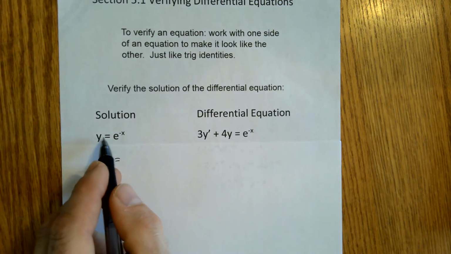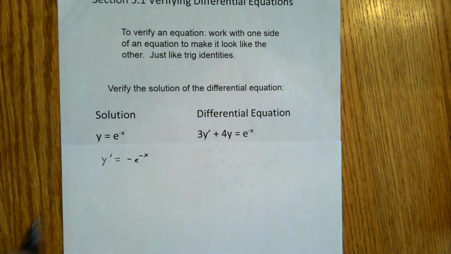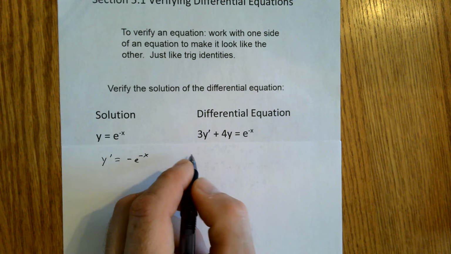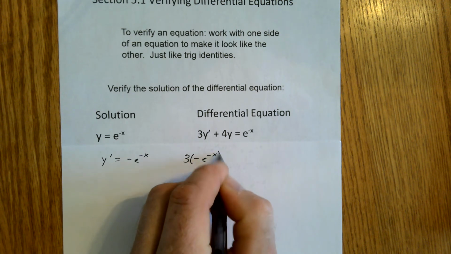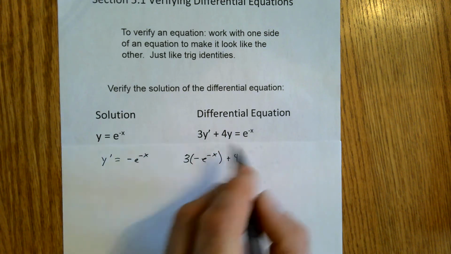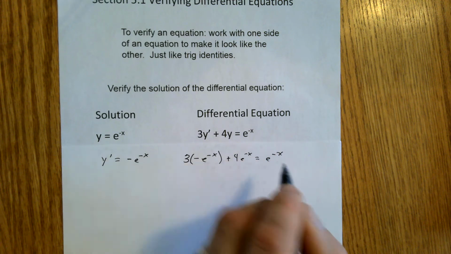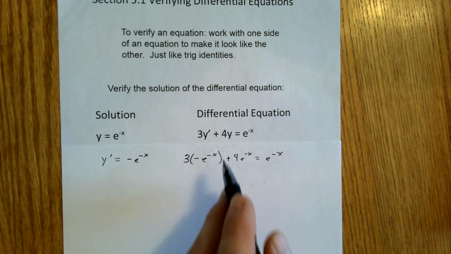So we know the derivative of e to the negative x is negative e to the negative x. So I can take that information and plug it in for my y prime. So I have 3 times negative e to the negative x plus 4 times my y, which I know y is e to the negative x, and I want that to equal e to the negative x. Again, I'm not messing with this right side, only with the left side.